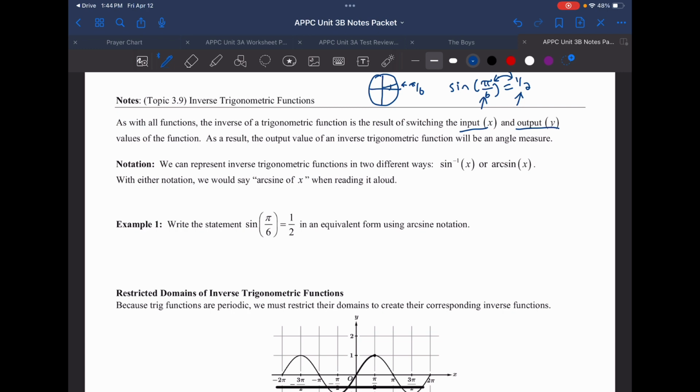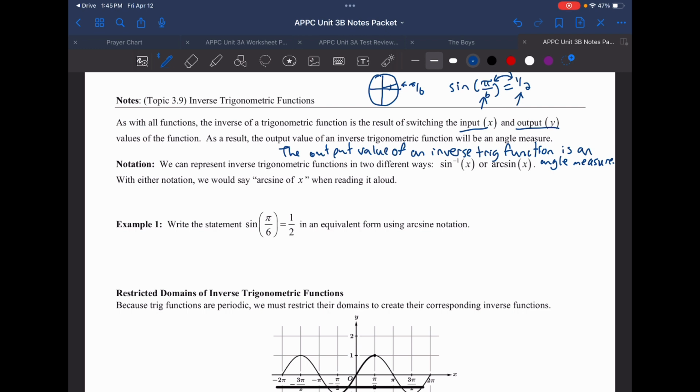That's what this is saying. So let's write that out. The output value of an inverse trig function is an angle measure. So it's going to output, for our cases at least, one of the pi values on the unit circle.